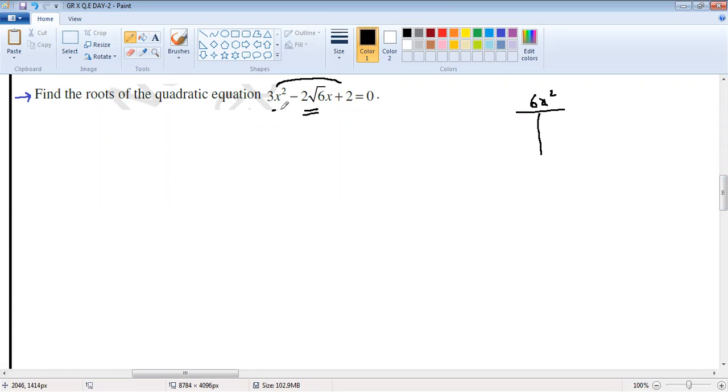Okay. See, 3 and 2, when you multiply, 6x square, but here we have an irrational term. So then what can you write? 3x square, then 2 root 6x we can write as root 6x plus root 6x, plus 2 is equal to 0. Are you clear? Is it correct, what I'm doing?